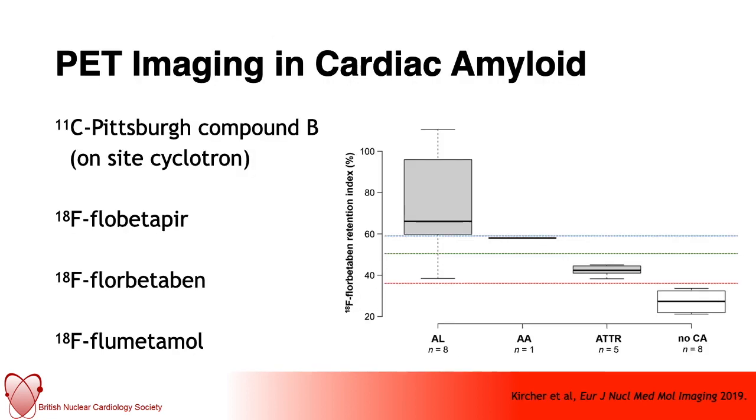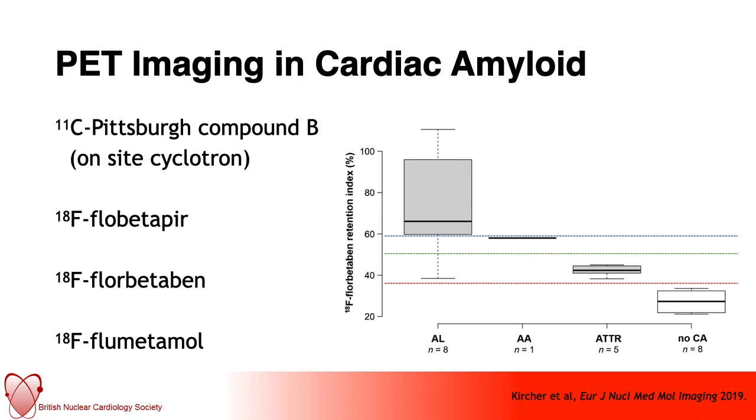Finally, just touching on the role PET imaging can have in the diagnosis and workup of patients with cardiac amyloidosis. Now this is a great area of interest at the moment in the literature. Unfortunately, the numbers for most of the studies are only small. And there are a range of different PET tracers, ranging from carbon-11 labelled Pittsburgh compound B, which requires an on-site cyclotron, to fluorine-labelled florbetapir, florbetaben, and flutemetamol.